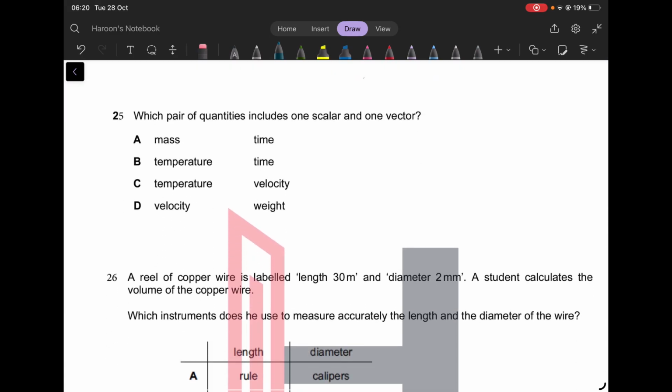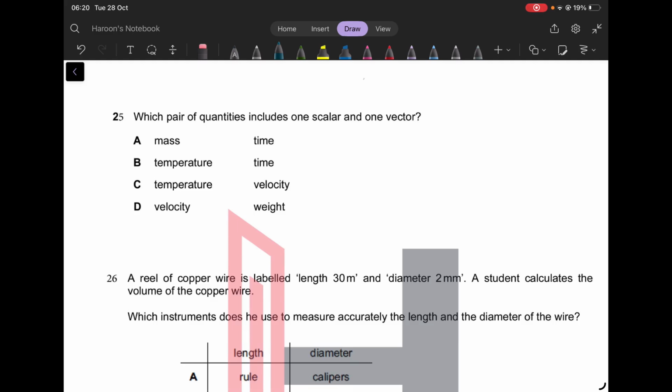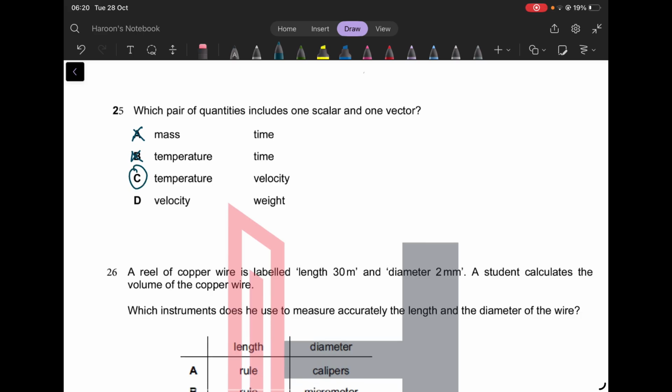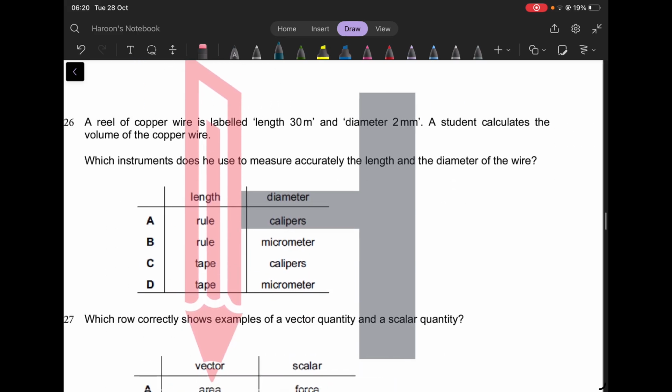Which pair of quantities includes one scalar and one vector quantity? In A, both are scalar quantities, mass and time. In B, temperature and time are both scalar. For C, temperature is scalar and velocity actually is vector. C is the correct answer. In D, velocity and weight are both vector quantities. So C is the answer.